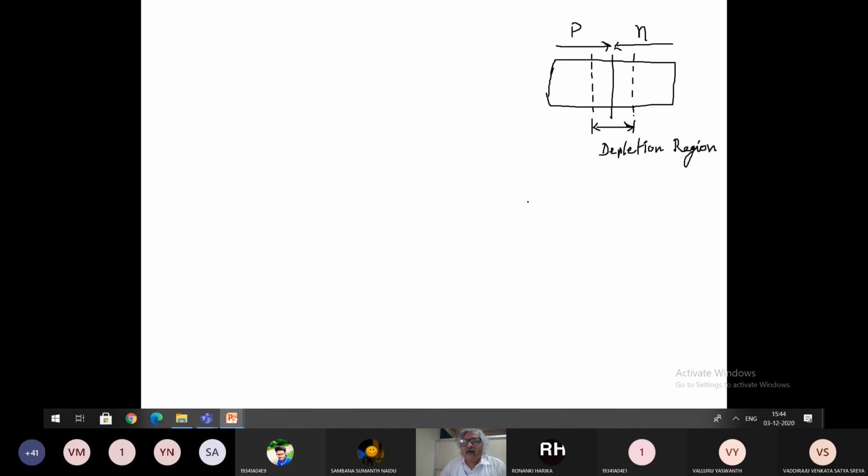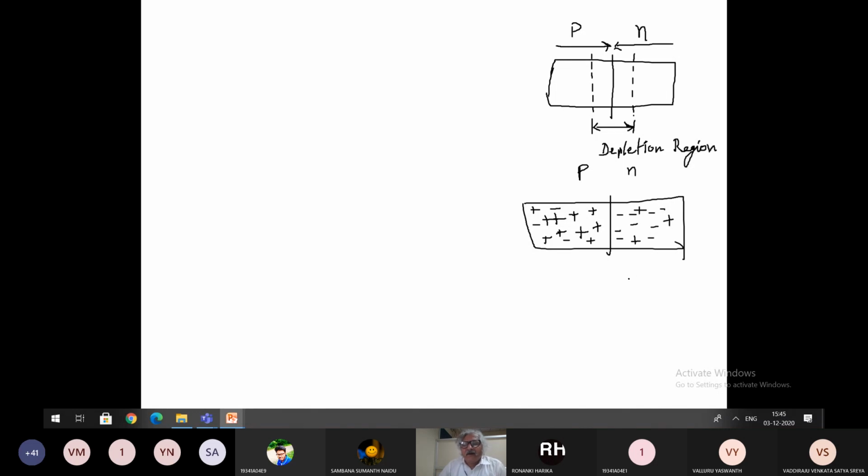Because see, if you recall, suppose this is P and N material. This side we are having P impurities. This side we are having N impurity, right? And in the P side you will find a small number of minority carriers, and in the N side you will find a small number of minority carriers.